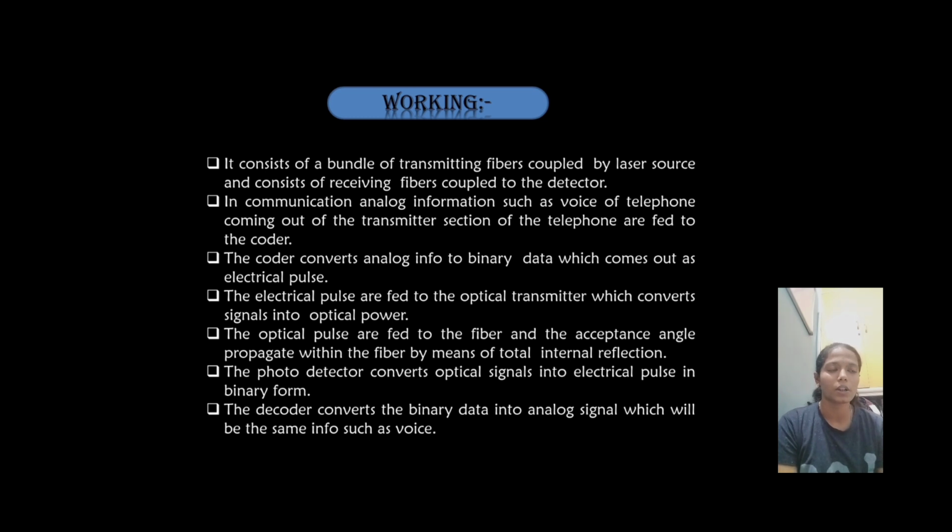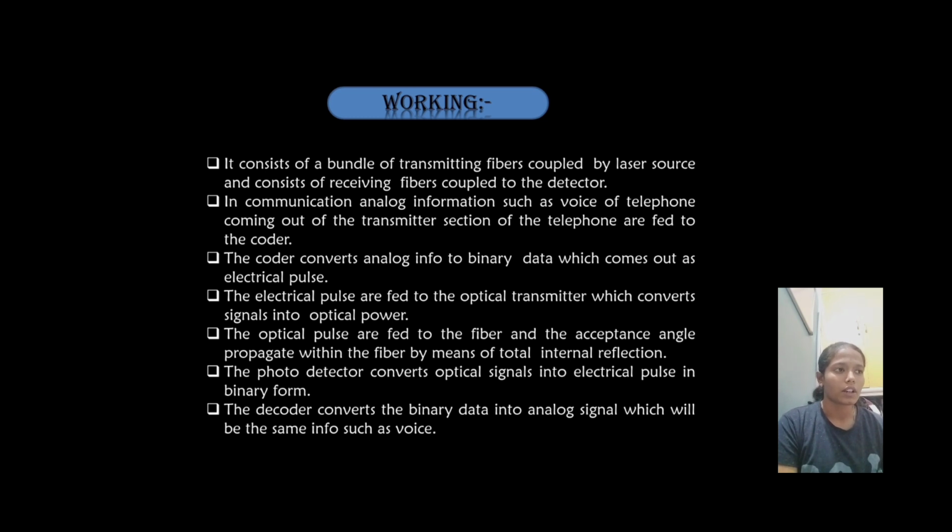The detector detects the communication. In the communication, analog information such as the voice of a telephone coming out of the transmitter section of the telephone is fed to the coder. The coder converts analog information to binary information, which comes out as electrical pulses, and these electrical pulses are fed to the optical transmitters, which convert the signals into optical signals for the fibers.